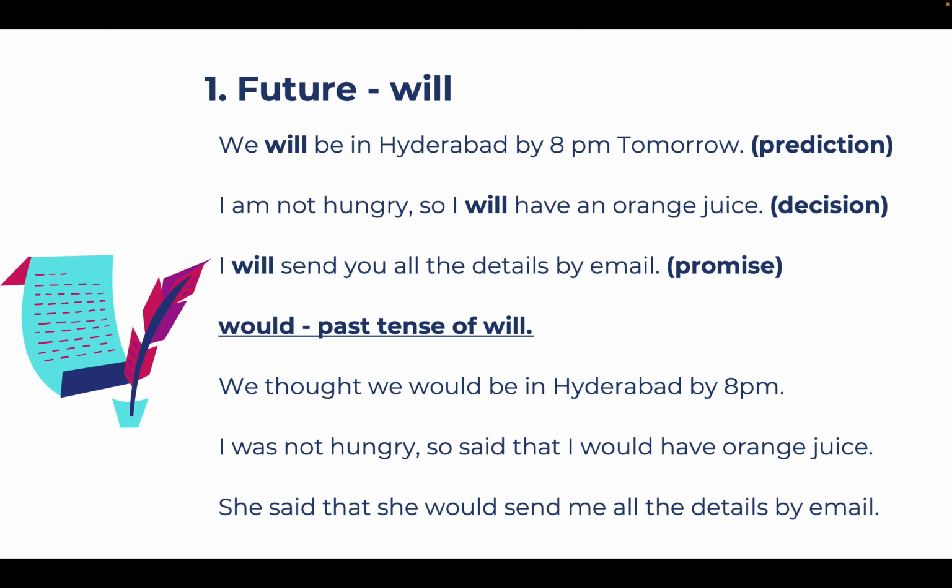And the second one is would. What is the past tense of will in this scenario? For the same examples, by using would, we can say: We thought we would be in Hyderabad by 8 p.m. I was not hungry, so I said that I would have orange juice. She said that she would send me all the details by email. So this is about past actions you had promised earlier.